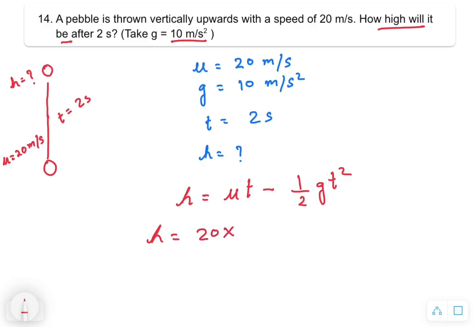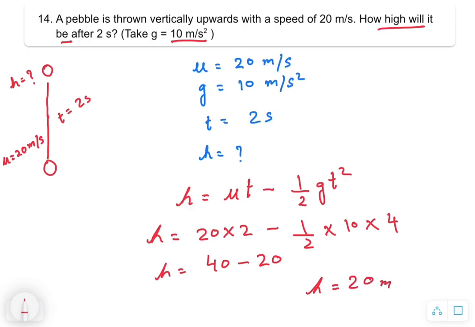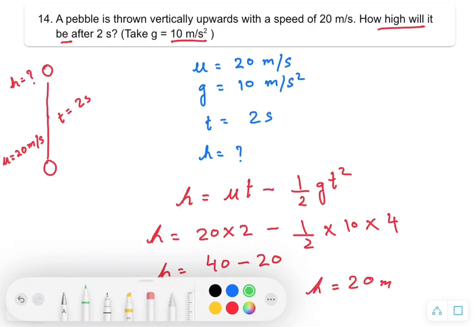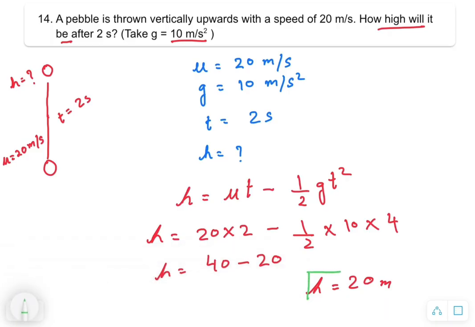20 multiplied by 2 seconds minus half multiplied by 10 meters per second square multiplied by t square, that would be 4. 40 minus 20. So h would be equal to 20 meters. The height to which the pebble reaches is 20 meters. It will reach this height after 2 seconds.